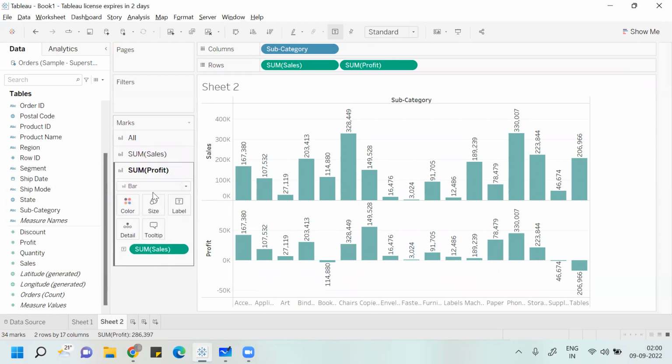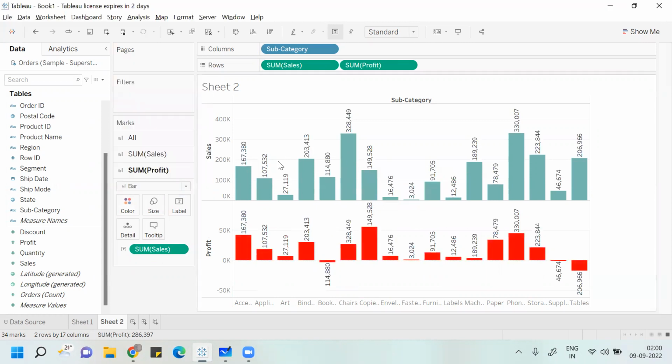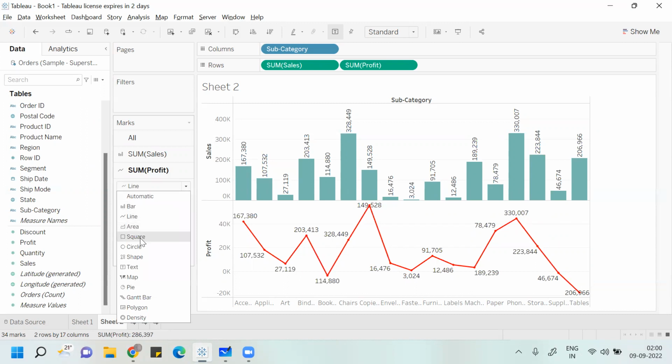Okay, I can go to profit and change the color. Both are coming in green color. I can do it this way. So my sales is coming in green color, and profit is coming in red color. Okay, so for the profit, if you don't want a bar diagram, you want a line diagram, that also you can do. Clear, everyone? So these are all self-understandable. You can easily understand them.